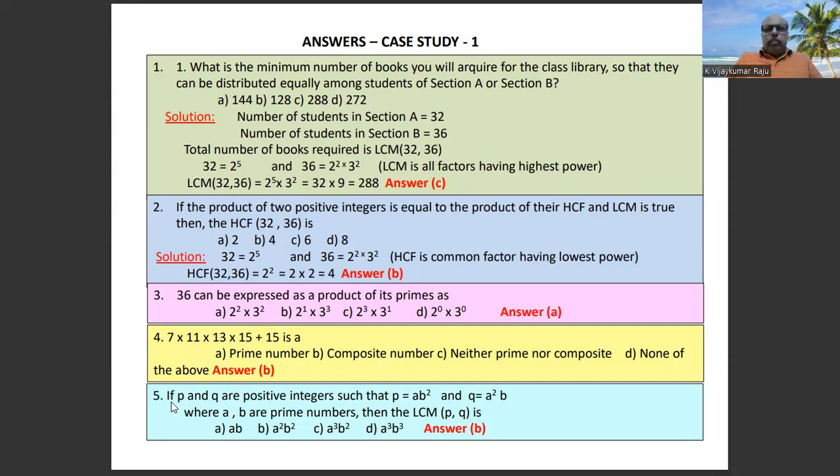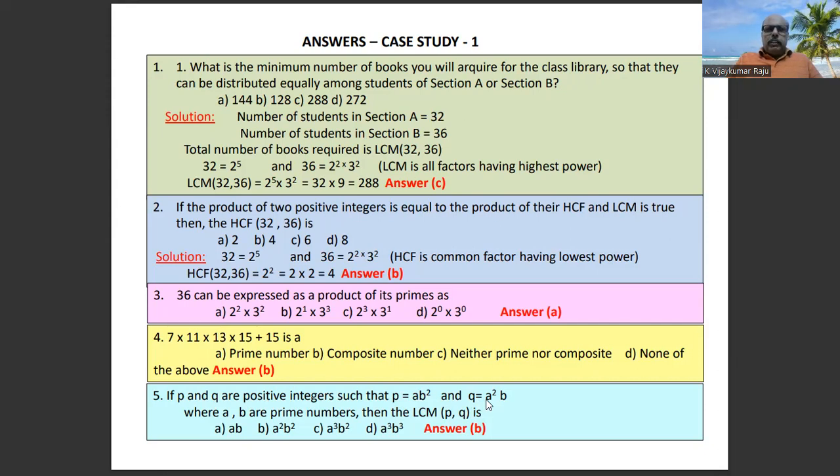Now, fifth bit: if P and Q are positive integers, P is an integer, Q is another integer, and P can be expressed as A into B raised to 2, and Q can be expressed as A square B. So these are the two numbers P and Q. They want you to find the LCM of P and Q. LCM is what? The common factor with highest power.